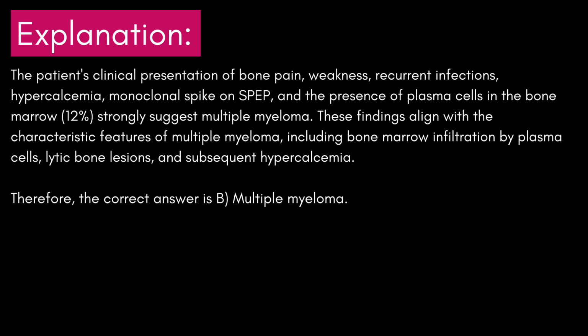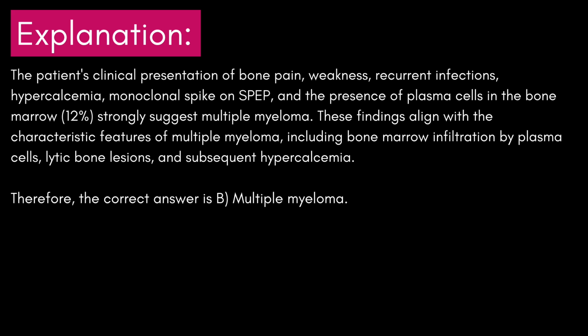electrophoresis, and the presence of plasma cells in the bone marrow, 12%, strongly suggest multiple myeloma. These findings align with the characteristic features of multiple myeloma, including bone marrow infiltration by plasma cells, lytic bone lesions, and subsequent hypercalcemia. Therefore, the correct answer is B, multiple myeloma.